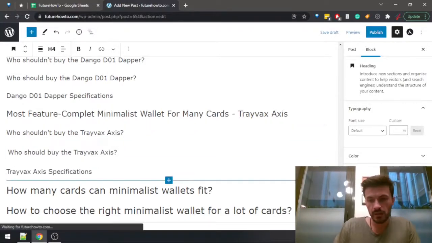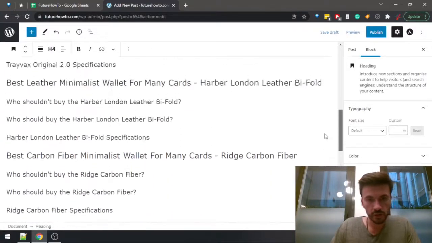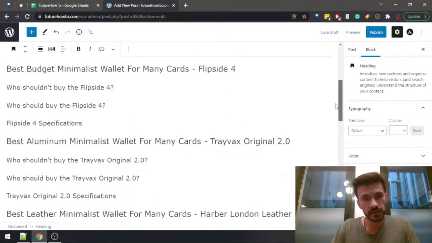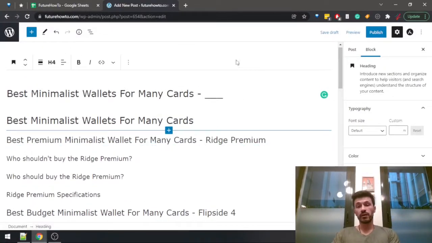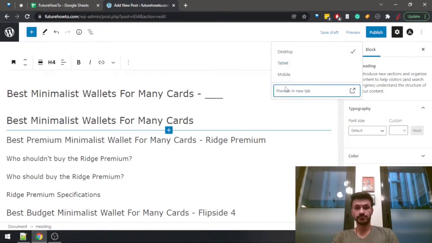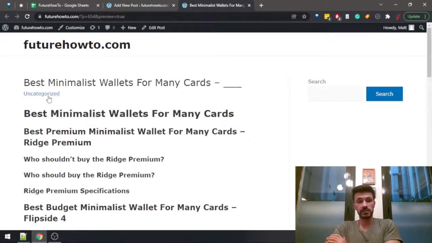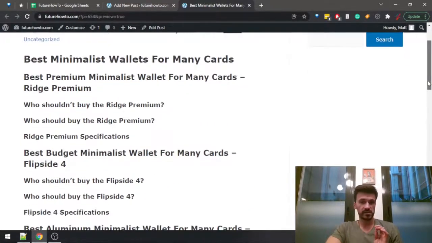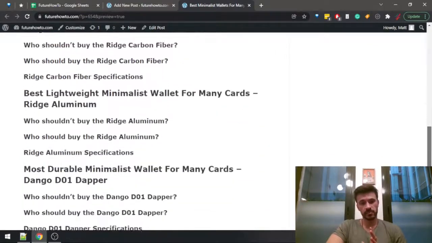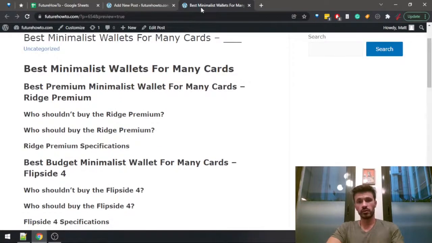Okay, we have all of them. Let me just quickly check if they're correct. Flipside 4, Ridge Premium looks good. Okay, check this out. This is a ridiculously good content structure. Everything is hierarchical, everything is in perfect order. This is how a good header structure looks, and it's going to be very easy to write the content now.